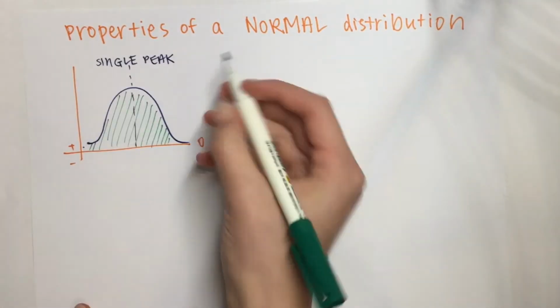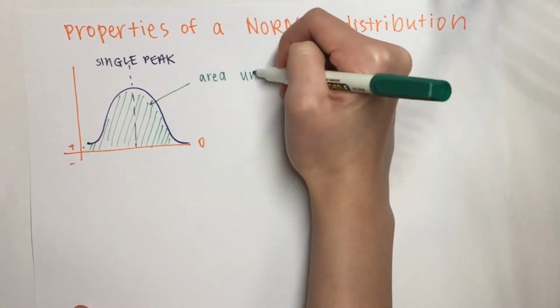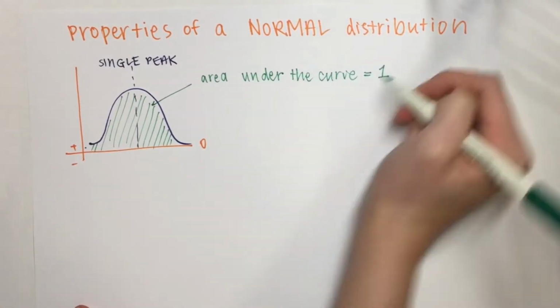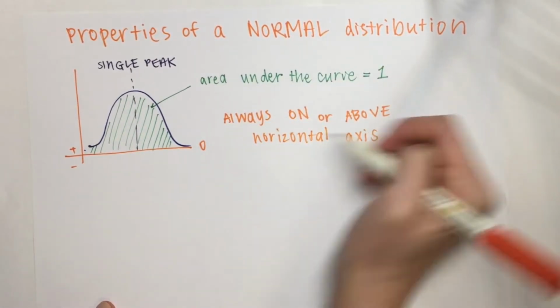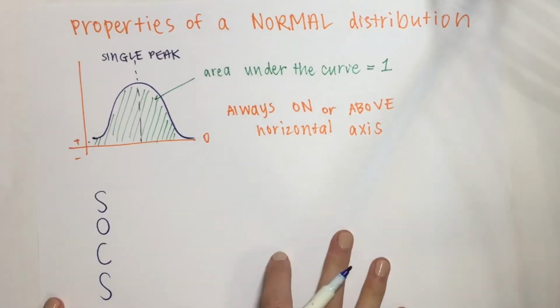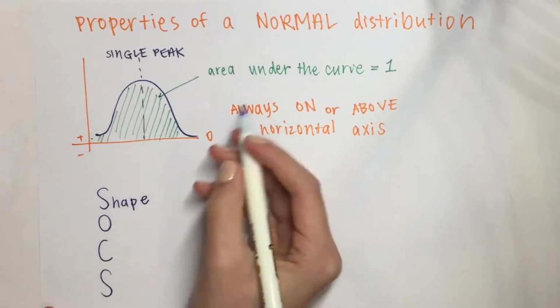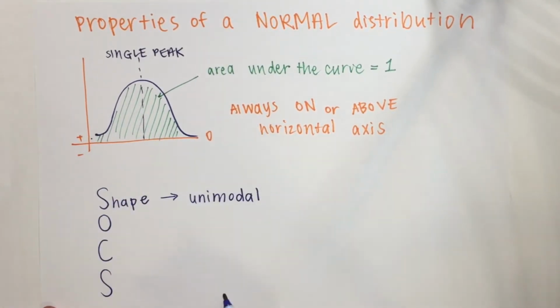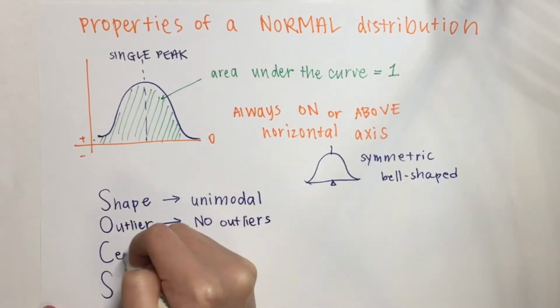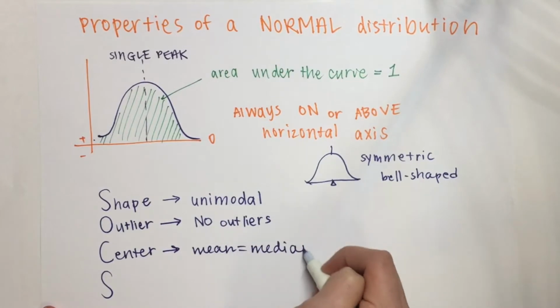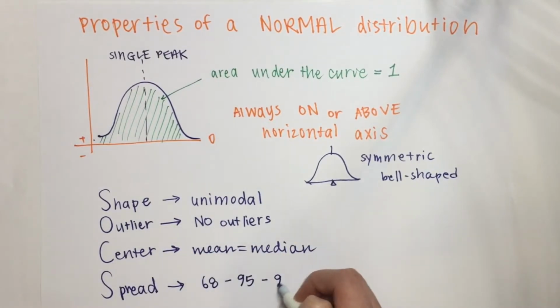A normal curve is a type of density curve. Density curves always have an area of exactly 1 underneath them and are always on or above the horizontal axis. Any density curve can be described by the acronym SOCS, but more specifically, normal curves are unimodal, symmetric, single-peaked, and bell-shaped, have no outliers, are centered at their mean and median, and have a spread that follows the 68-95-99.7 rule.